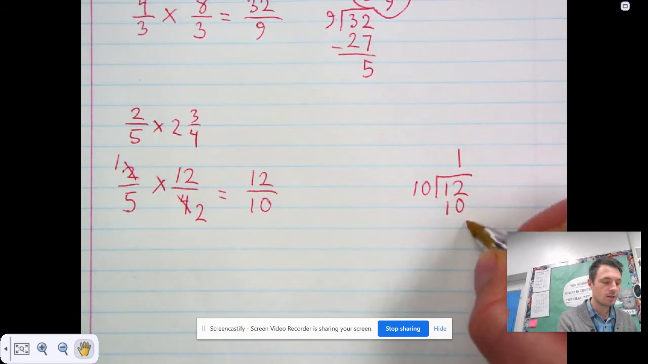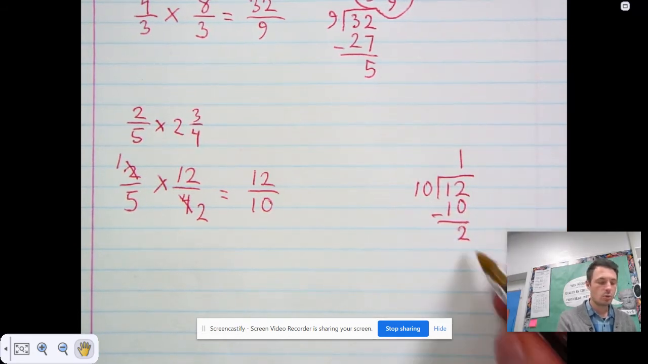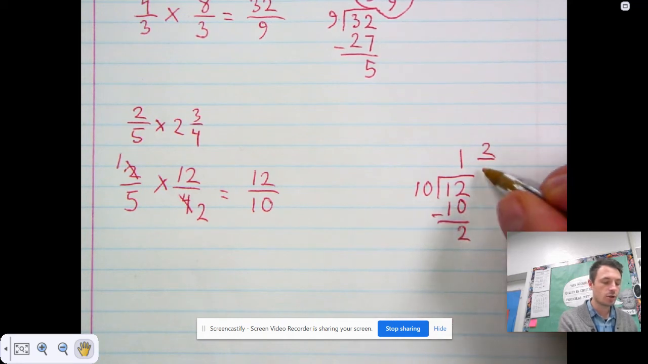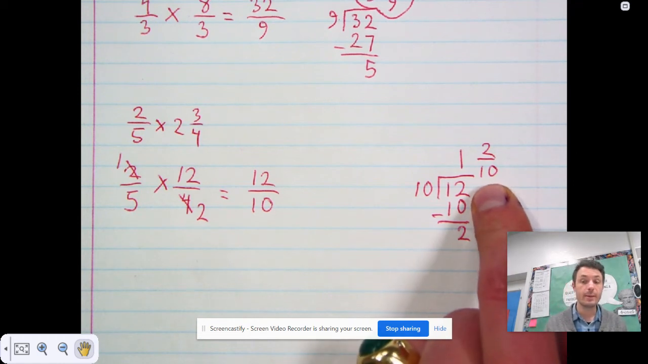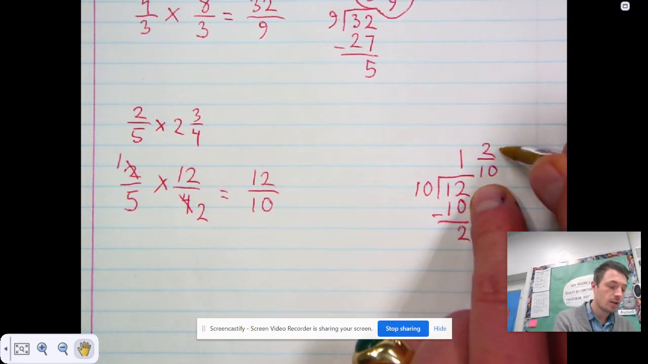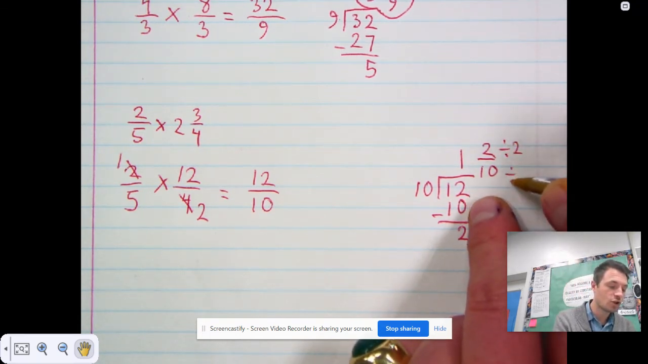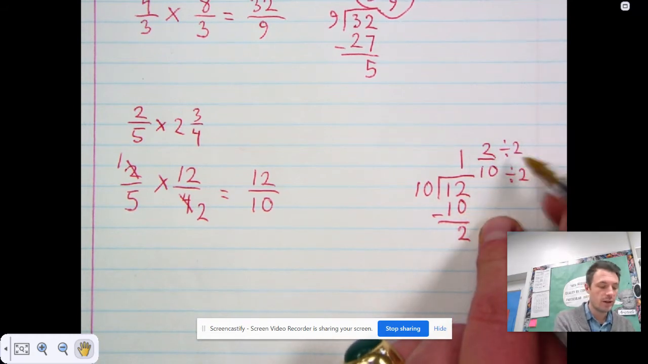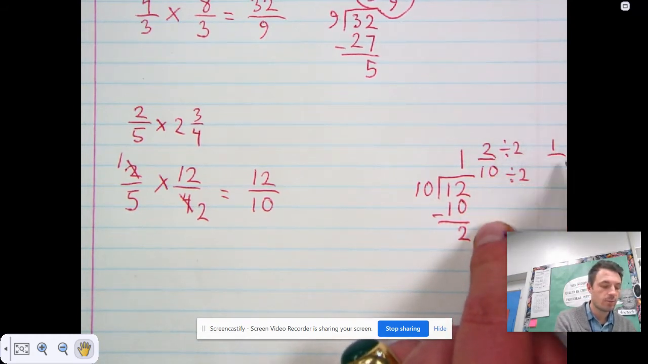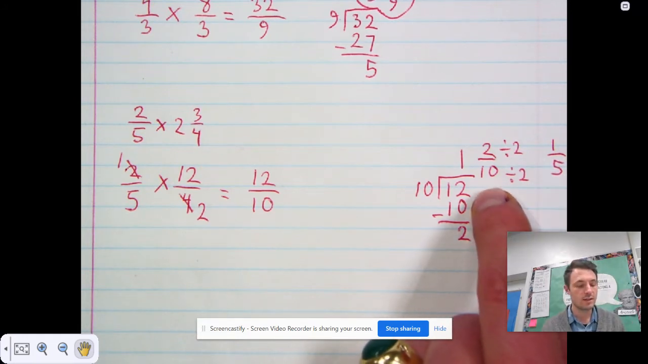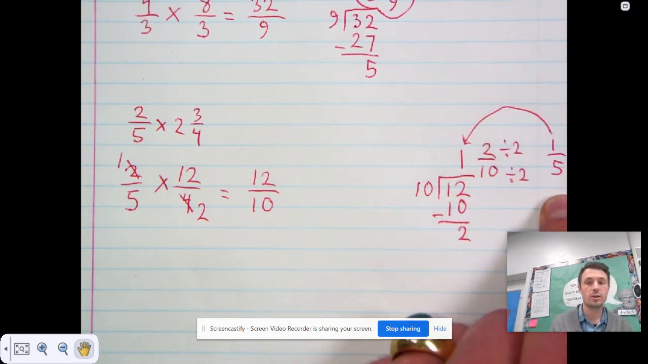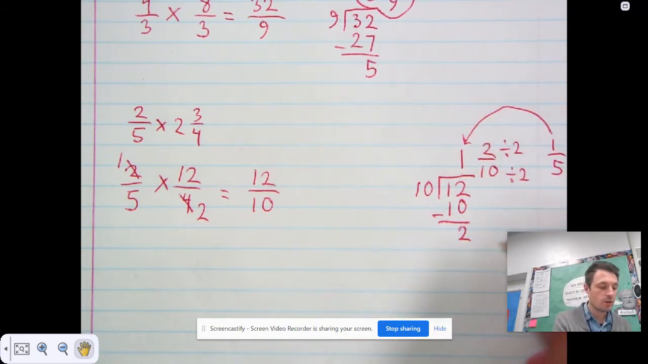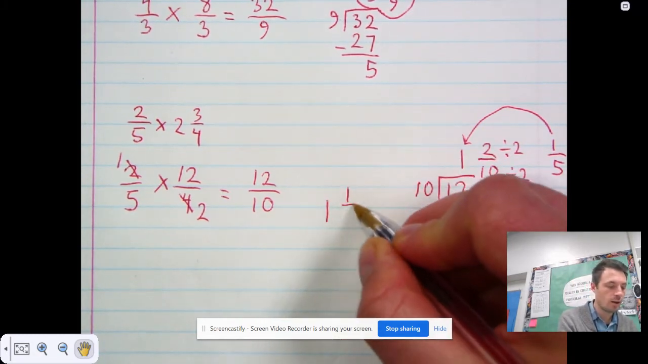1 times 10 is 10. 12 minus 10 is 2. The remainder becomes our numerator. The divisor is our denominator, 1 2/10. But as you can see, 2/10 can be simplified because 2 and 10 both share 2 as a factor. So now we divide 2 and 10 by the GCF 2. And 2 divided by 2 is 1. 10 divided by 2 is 5. So 2/10 simplifies to 1/5. And now that fraction needs to be given back to its whole number because the answer is a mixed number. And so the final answer is 1 1/5.